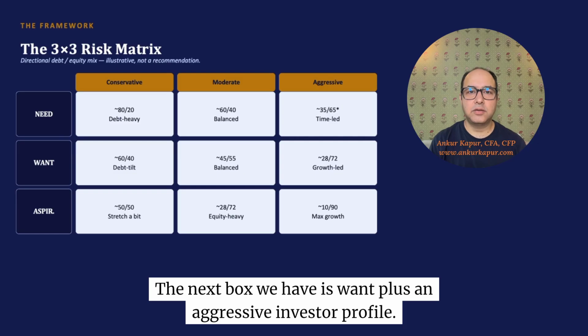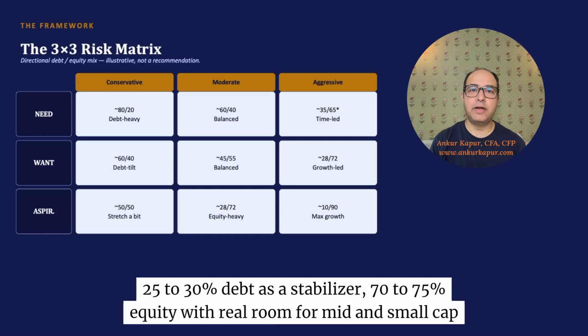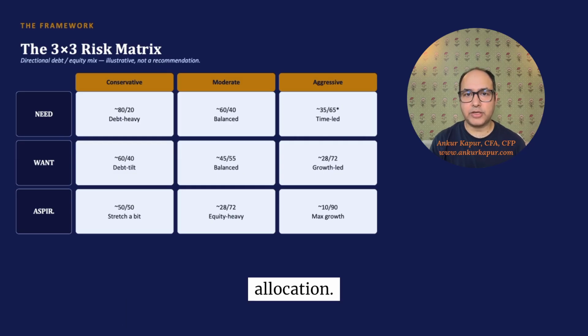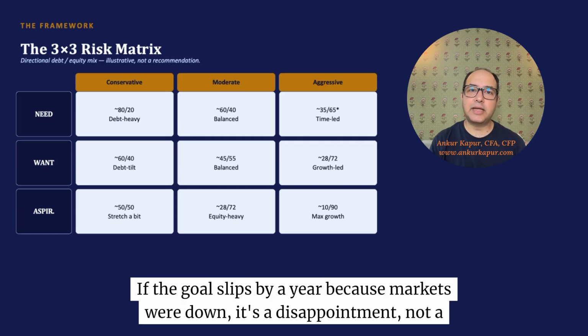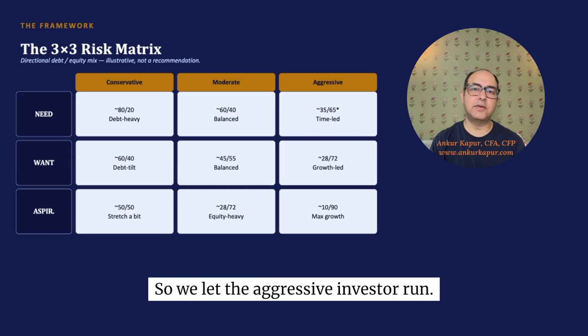The next box we have is want plus an aggressive investor profile. Now both the goal and the temperament allow risk. 25 to 30% debt as a stabilizer, 70 to 75% equity, with real room for mid and small cap allocation. If the goal slips by a year because markets were down, it's a disappointment, not a disaster. So we let the aggressive investor run.